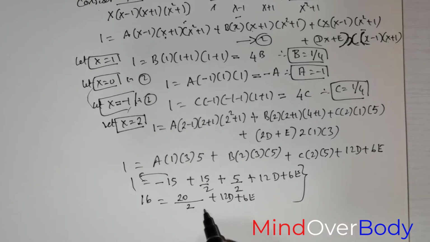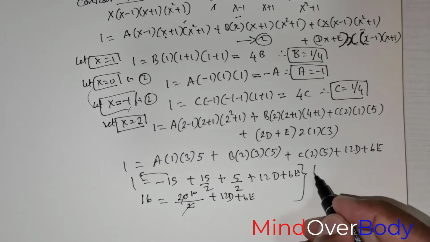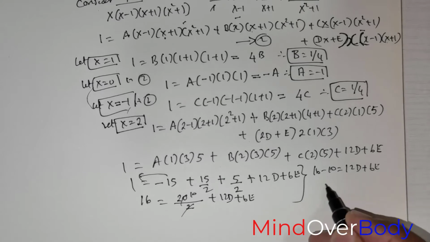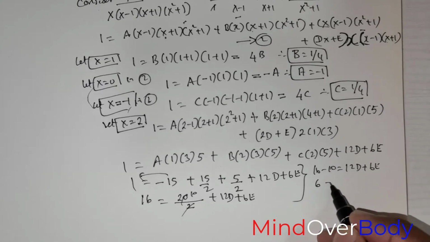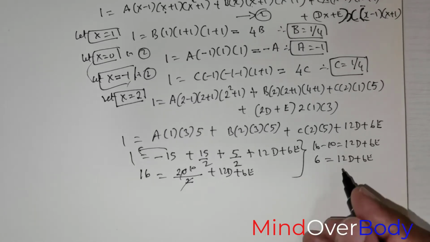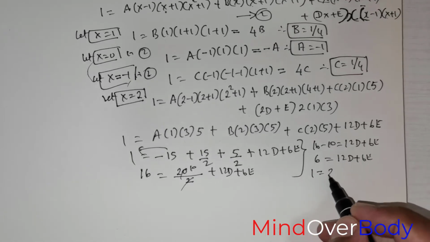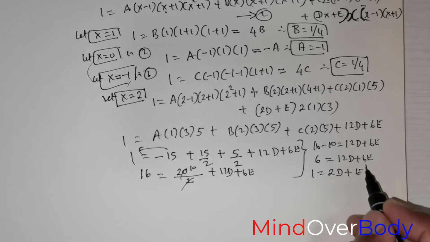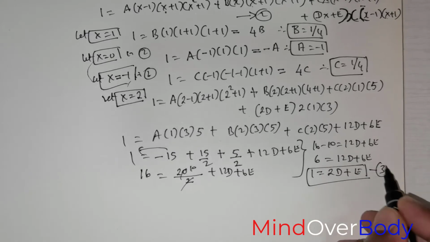So this is going to be 10, right? 2 will divide here 10 times, and 16 - 10 is equal to 12d positive 6e. This is going to be 6 is equal to 12d positive 6e, and I can divide by 6, I'll get 1 is equal to 2 times d positive e. So this is the equation. So let me take it as equation 3.